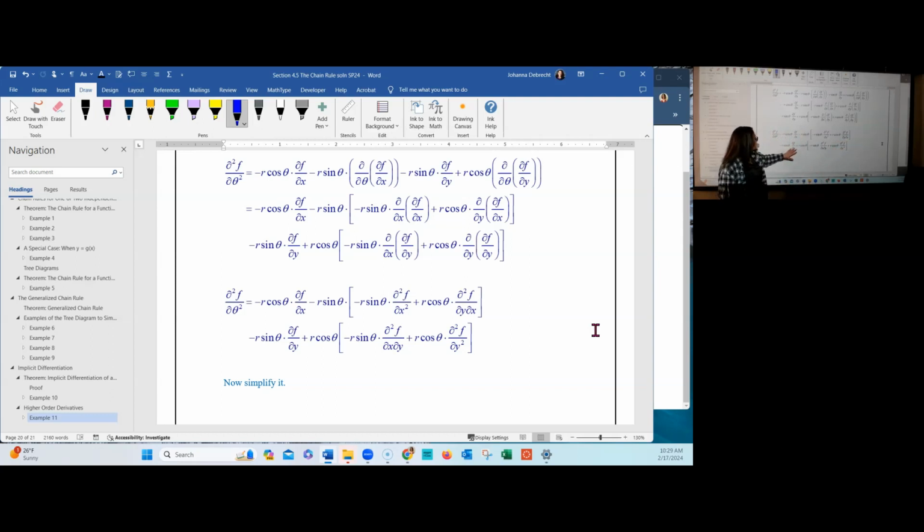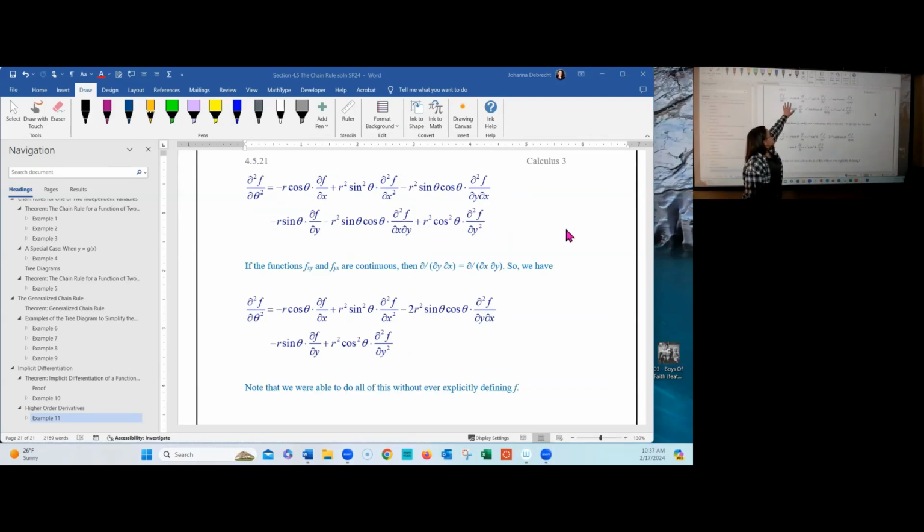Applying it to the second term gave us negative r sine theta, first partial of f with respect to y, plus r cosine theta, and then we applied the rule for how to take the partial with respect to theta, giving us negative r sine theta times the mixed partial, second derivative, of f with respect to y then x, plus r cosine theta, second partial of f with respect to y both times. Now, of course, the next thing we need to do is simplify it by distributing the common factor.